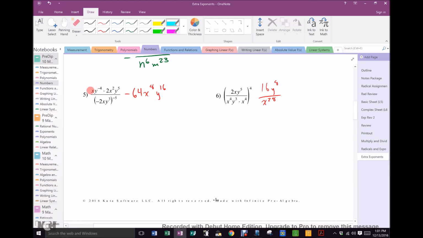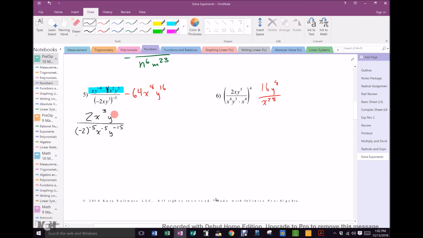Where do you want to start? The numerator. The numerator? Great. So, I have a 2. Are there any other 2s? No, so 2 stays. X and X. My 2 is taken care of. What's X times X squared? X cubed. What's Y to the negative 4 times Y to the 5th? Y to the 1, yes? Yeah. Okay. Over negative 2 to the negative 5. X to the negative 5. Y to the negative 15.